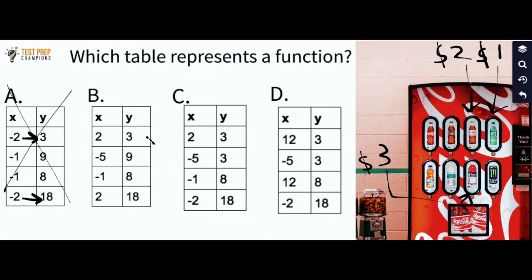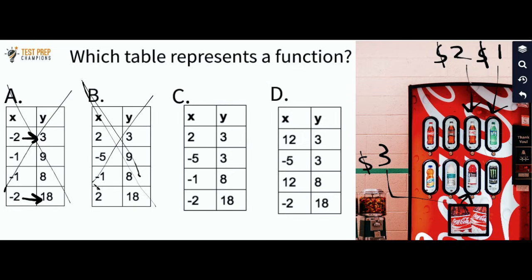So what about B? We see that if we put in 2 as an input, we get 3. But it also shows us that if you put 2 in, 8 is also an output. So this is not going to work. All right. Again, that's like trying to put $1 in and getting a Sprite, a Coke, a Monster, or this or that. No, it doesn't work that way. The function soda machine, every time you put that $1 in, you only ever get that Sprite.